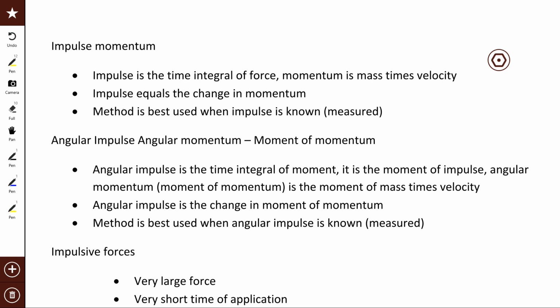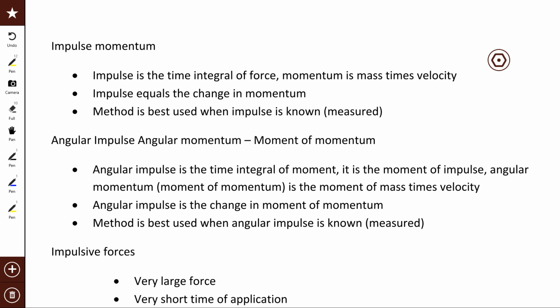Angular momentum, I like to call it moment of momentum because that's how you calculate it, is the moment of mass times velocity. So you find the momentum, and then you simply take the moment of it. You know how to take the moment of a force, right? You take the force and you take the perpendicular distance. You're going to do the same thing to get moment of momentum. You're going to take the momentum and you can take the perpendicular distance to it, okay? So anyway, that's basically what it is.